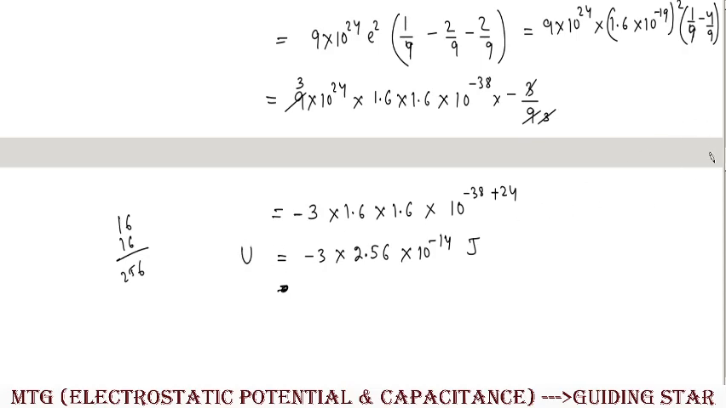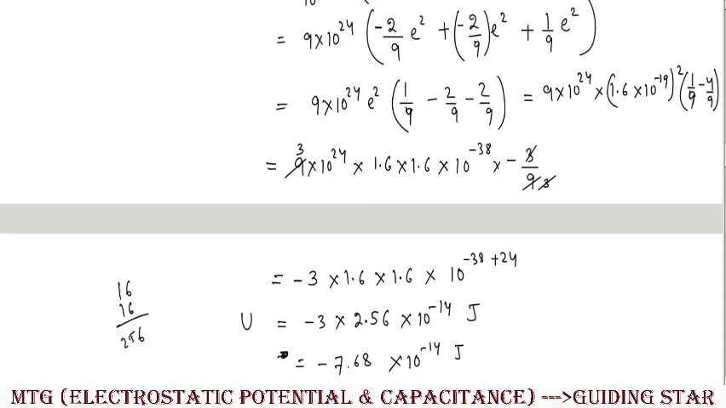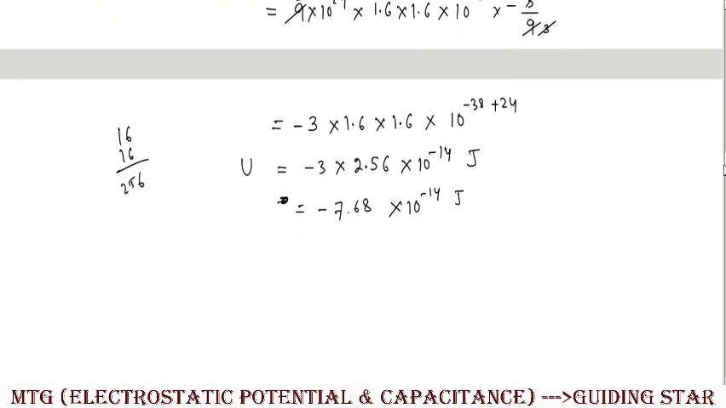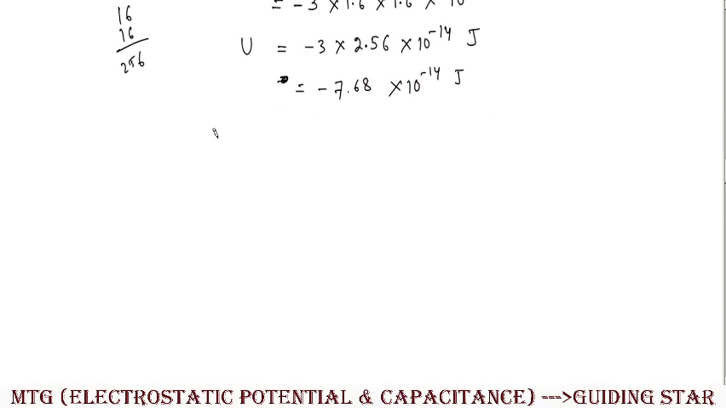We got the potential energy, if we do the further calculation, 3 6 18, 6 7, so it will be minus 7.68 into 10 to the minus 14 joule. Okay, if it is asked in terms of joule, then the potential energy will be this one, clear. But here it is asked in MeV, million electron volt. That means we have to convert that into eV.